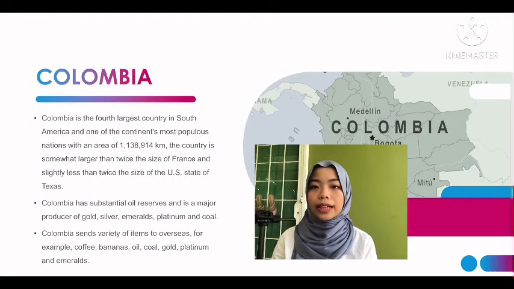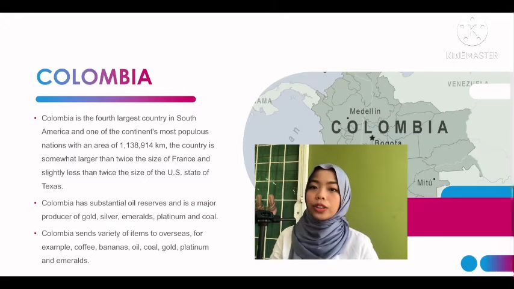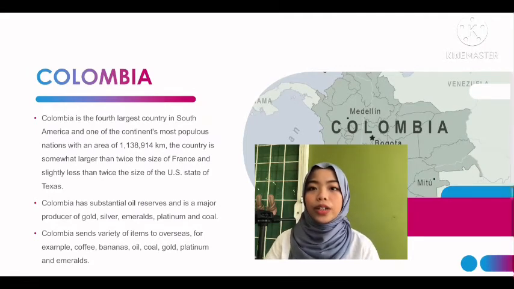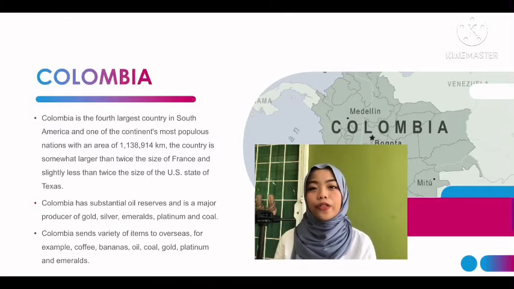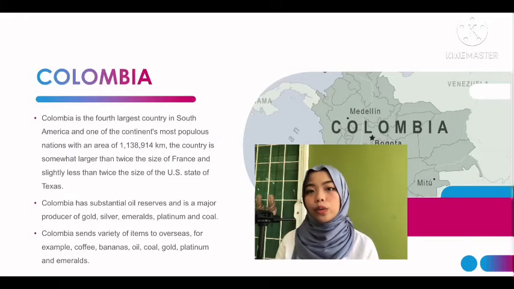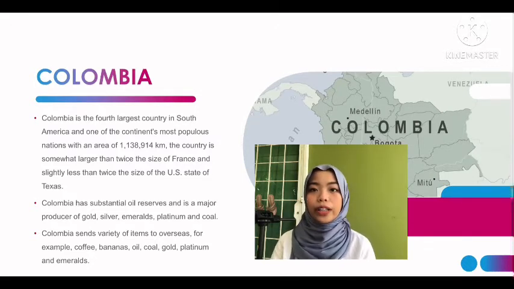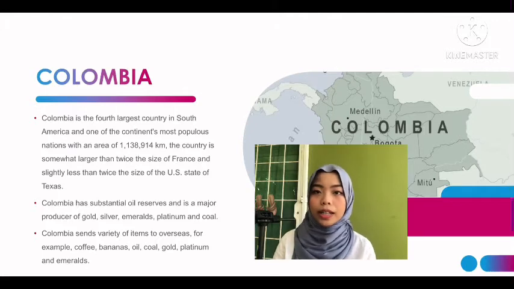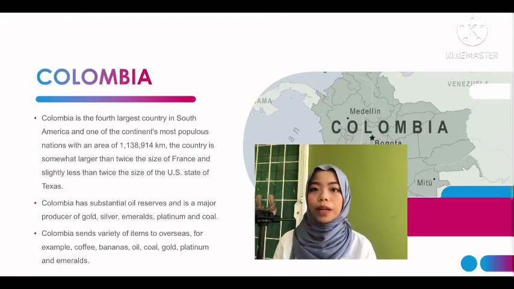Colombia is the fourth largest country in South America and one of the continent's most populous nations, with an area of 1,138,914 square kilometers. The country is somewhat larger than twice the size of France and slightly less than twice the size of the US state of Texas. Colombia has substantial oil reserves and is a major producer of gold, silver, emeralds, platinum, and coal. Colombia sends a variety of items overseas, for example coffee, bananas, oil, coal, gold, platinum, and emeralds.